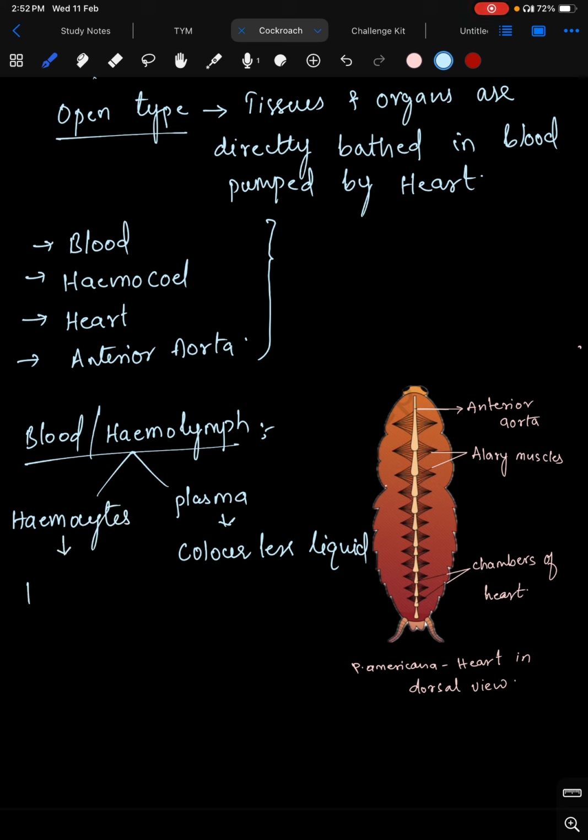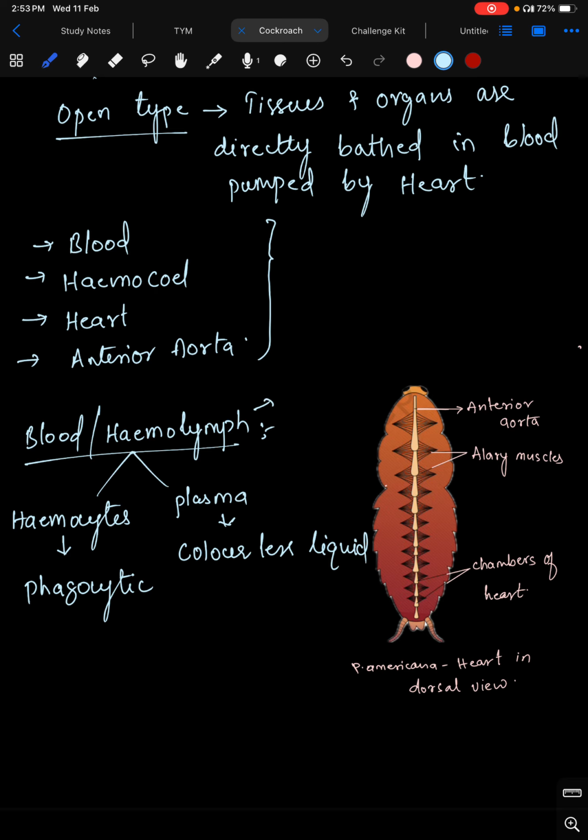Hemocytes are phagocytic cells. They phagocytize the waste products produced in the body, and they are also involved in the immune system. So they help in cleaning the waste products and cell debris. Whatever cell debris is produced in the body of the cockroach is phagocytized by these hemocytes.